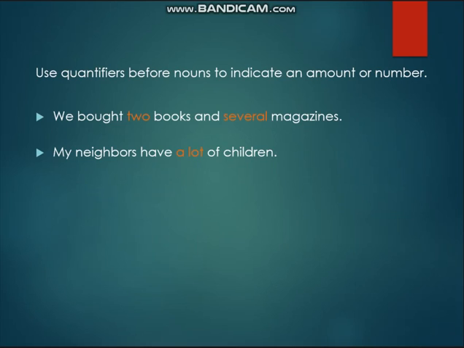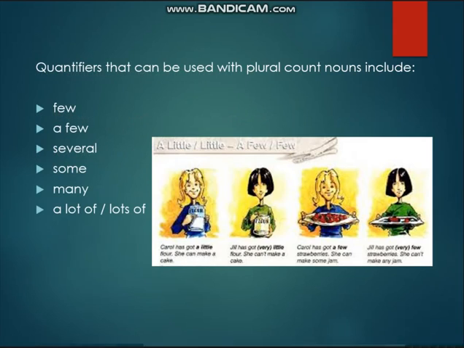Use quantifiers before nouns to indicate an amount or number. We bought 2 books and several magazines. Or, my neighbors have a lot of children. Quantifiers that can be used with plural count nouns include few, a few, several, some, many, a lot of, lots of.